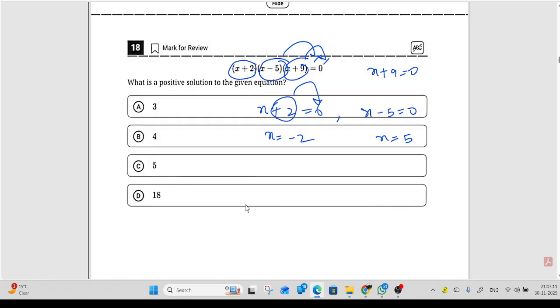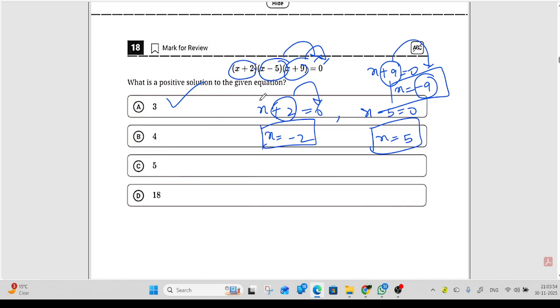From here you get plus 5, and from here you will get minus 9, because this plus 9, when you move it to the other side, becomes opposite. So how many solutions are there? 1, 2 and 3. So there are three solutions. So this is my correct answer, right? Oh, it says what is the positive solution to the given equation. Basically, there are three solutions, and there is no other option.